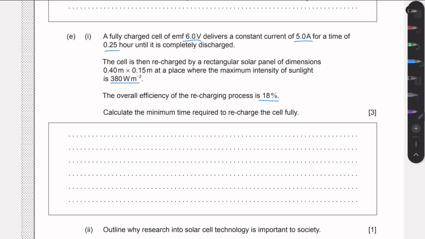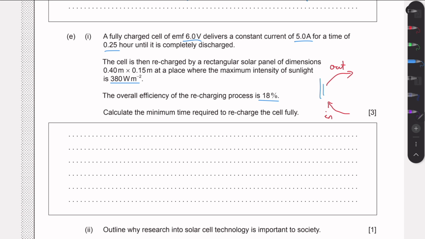So let's just say that we have our cell over here, and when we are discharging it, we are taking energy out of the cell. So some energy comes out, and if we want to recharge it, then we will have to supply some energy from a different place. What I'm trying to say is that the energy that comes out of the cell must be equal to the energy that comes into the cell. And these two things we can both calculate.